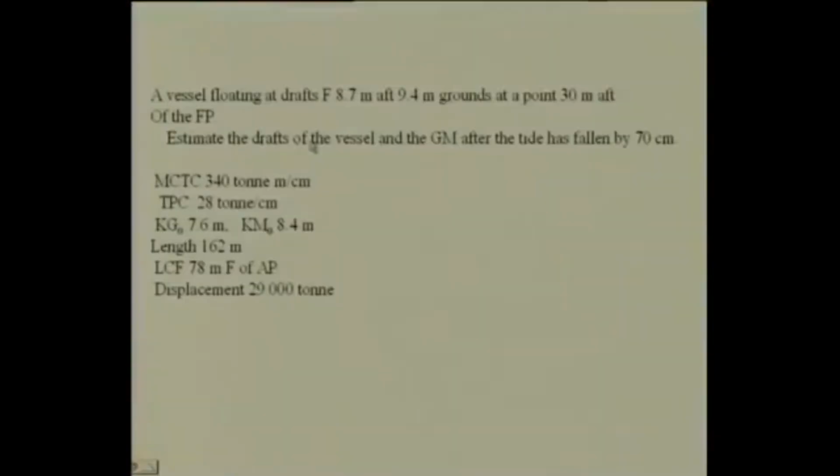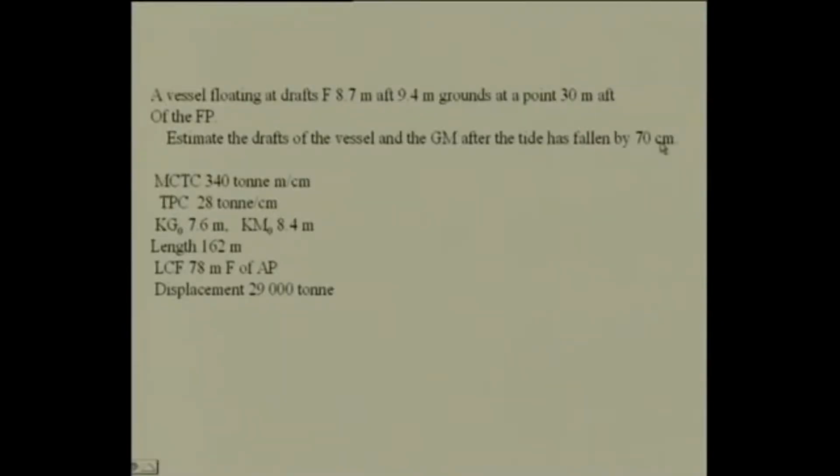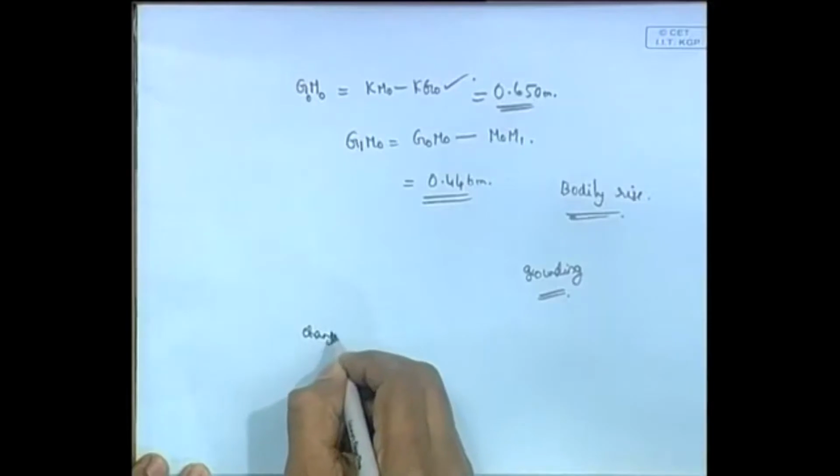We are told that the draft of the vessel, we know that the change in the draft of the vessel at sea is 70 centimeter. We know that, that is given because the tide has fallen by 70 centimeters. So, change in draft at sea is 70 centimeter, and the change in draft at sea is given by the formula.